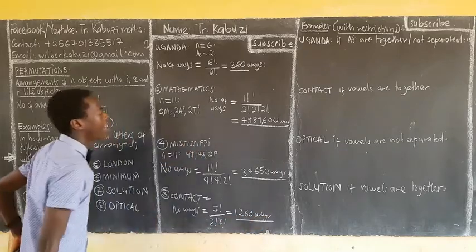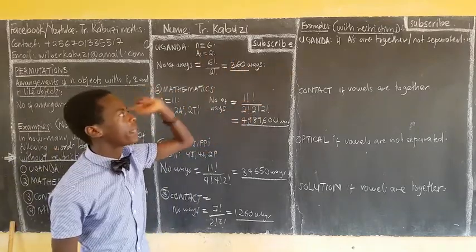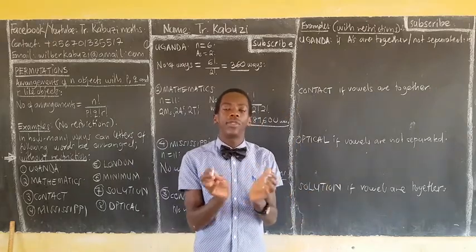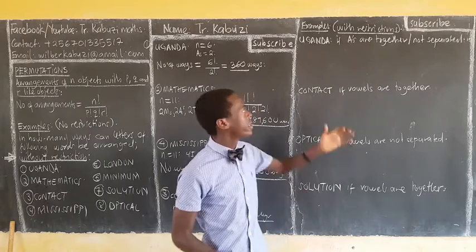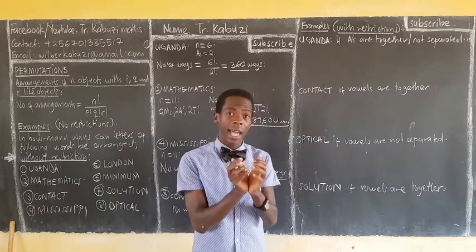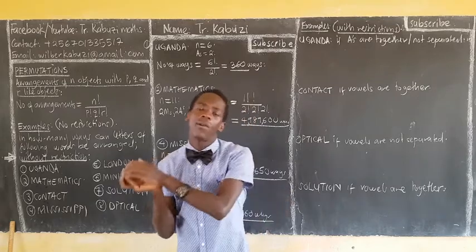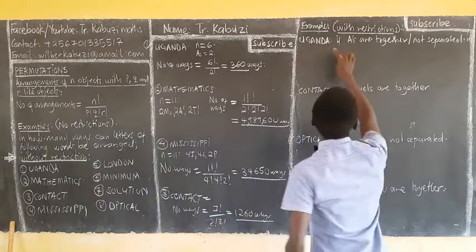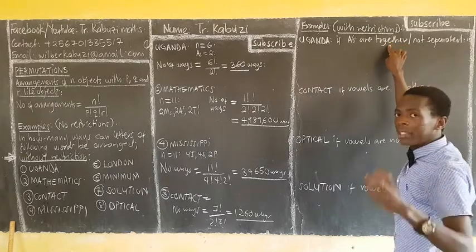Now, we come to where we have some restrictions. Here they are going to tell you that some things should not be separated, or something should be separated. The restriction here is when they are kept together, or when they are not separated. In this word Uganda, the A's should be together.